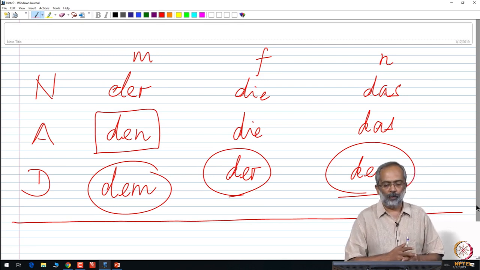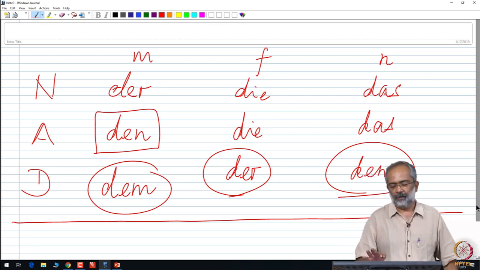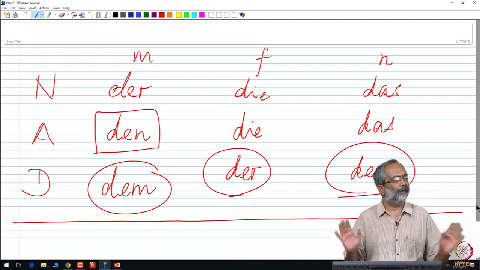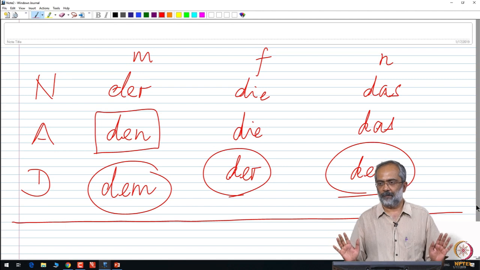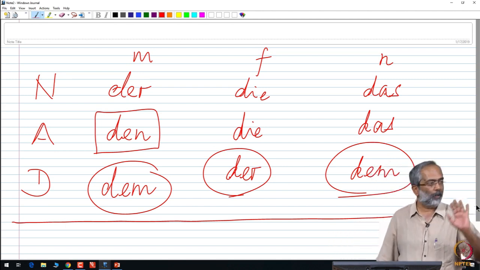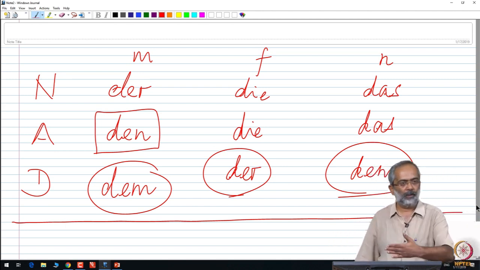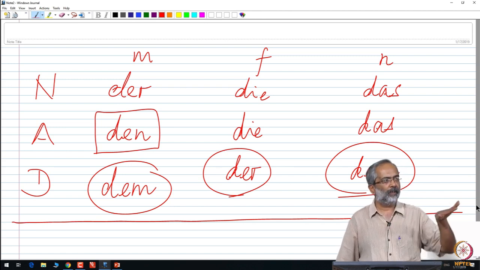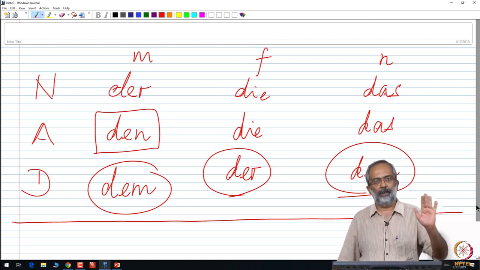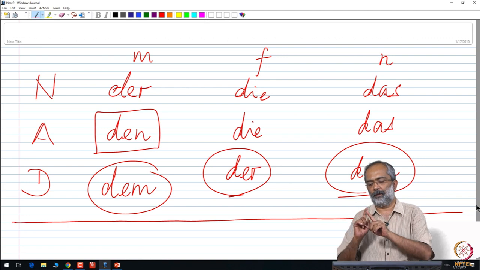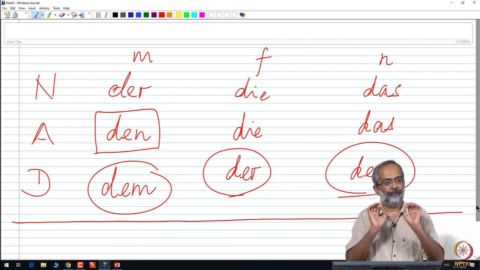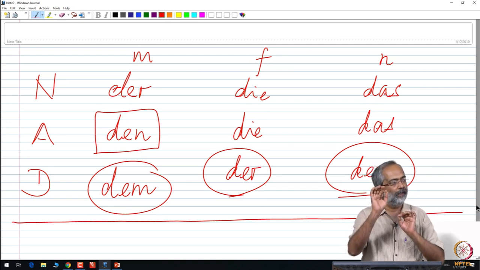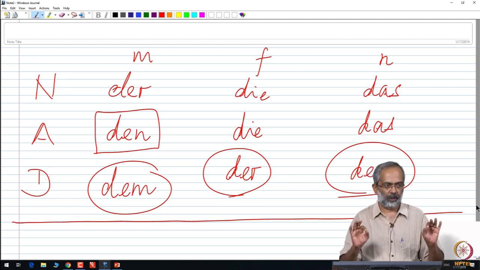So, like the feminine, D, they will remain the same in nominative and accusative. No change. I am not writing them here because we don't have space on this sheet. But is that clear to everybody that in the plural, all three genders have the definite article D? Nominative D, accusative D, no change.